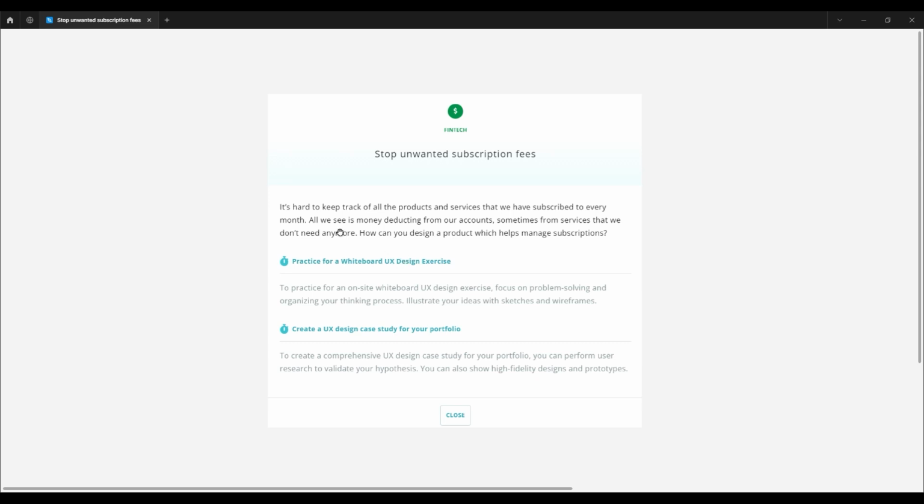The problem: it's hard to keep track of all the products and services that we have subscribed to every month. All we see is money deducting from our accounts, sometimes from services that we don't need anymore. How can you design a product which helps manage subscriptions?